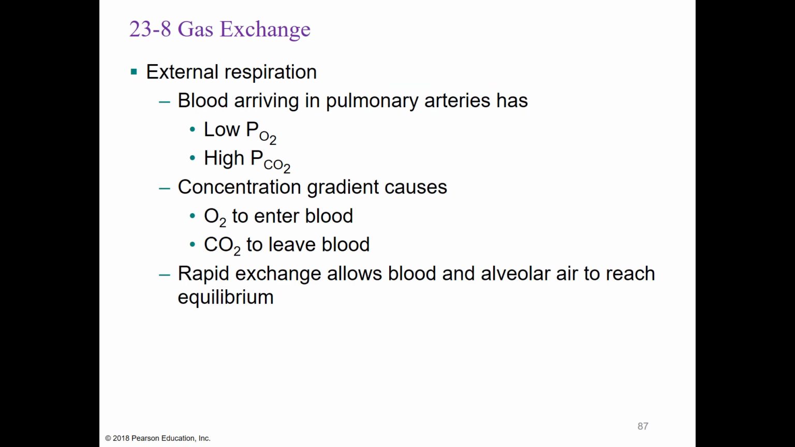External respiration. Blood arriving in your pulmonary arteries has low oxygen and high CO2. This concentration gradient will cause oxygen to enter the blood and CO2 to leave the blood because of diffusion. This rapid exchange will allow the blood and the alveolar air to reach equilibrium pretty quickly.